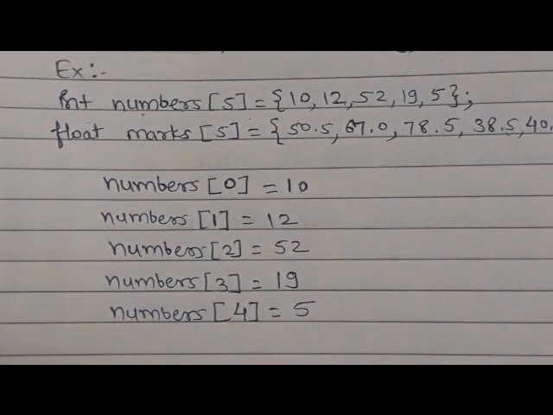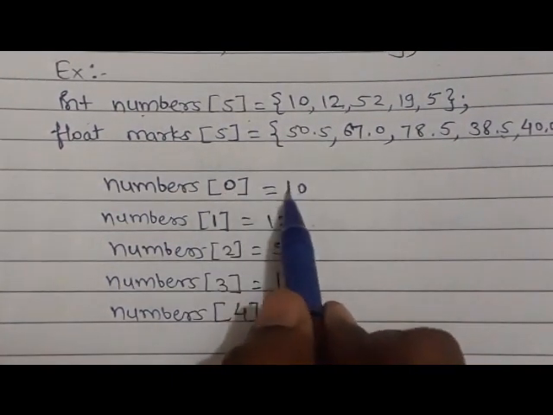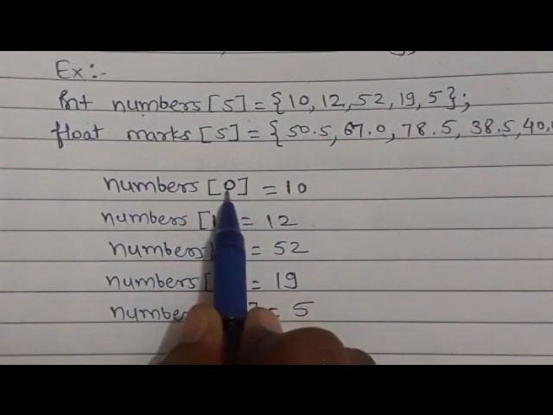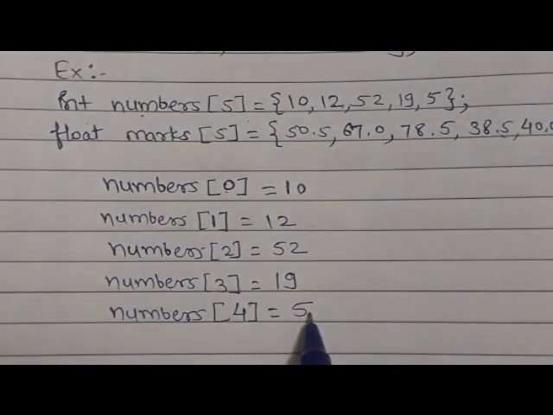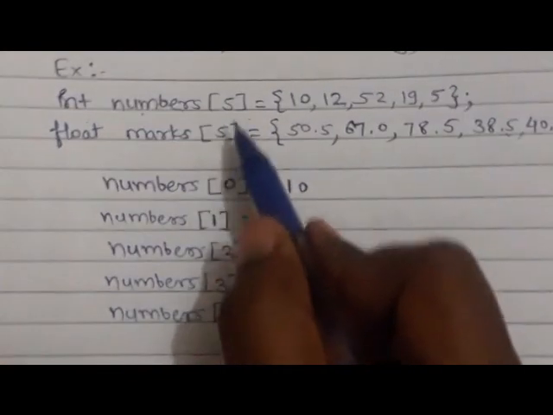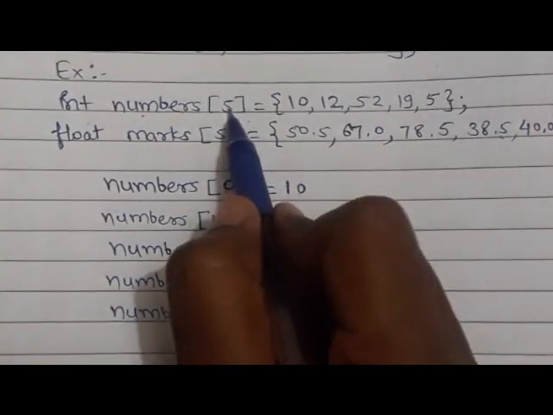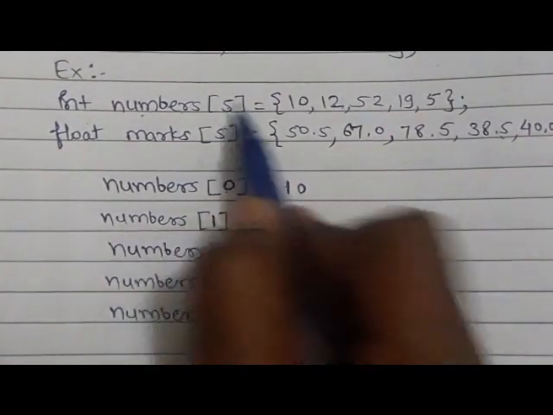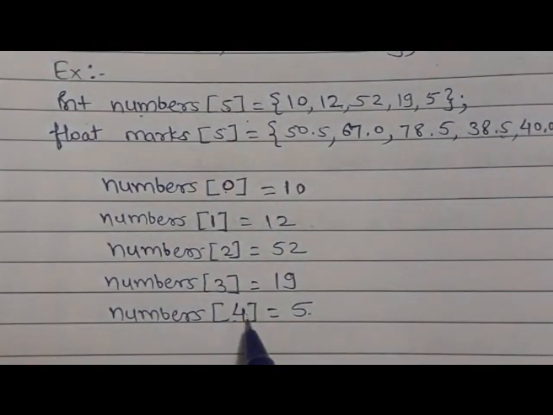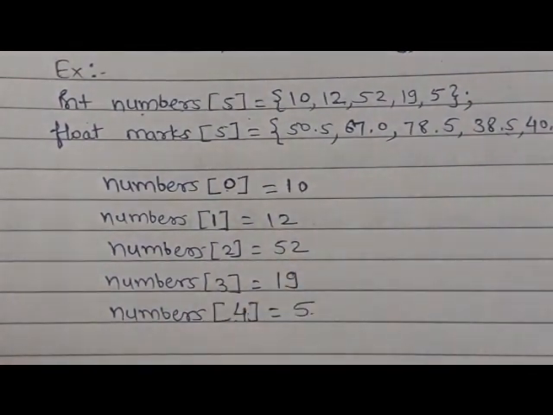Again I repeat: our first value is stored at the 0th index, and our last value is stored at the size minus 1 index. Here the size is 5, so 5 minus 1 is 4. So the last value is stored at the 4th index. In this way we have declared and initialized an array. Now we will see how to print these values programmatically.